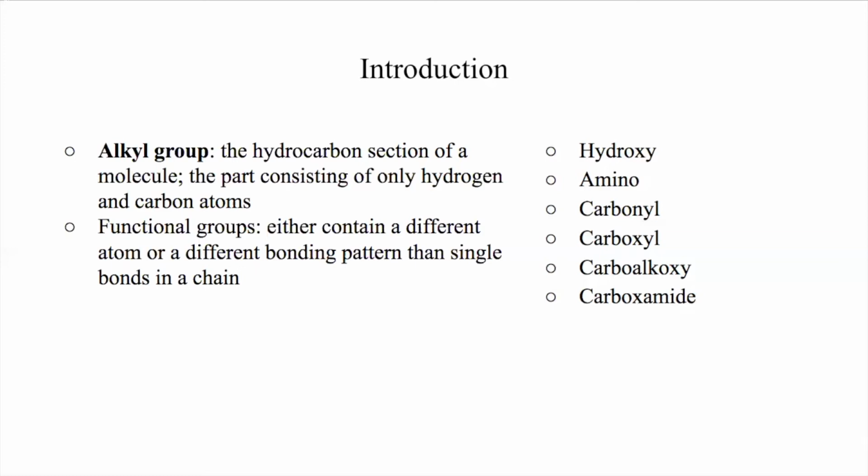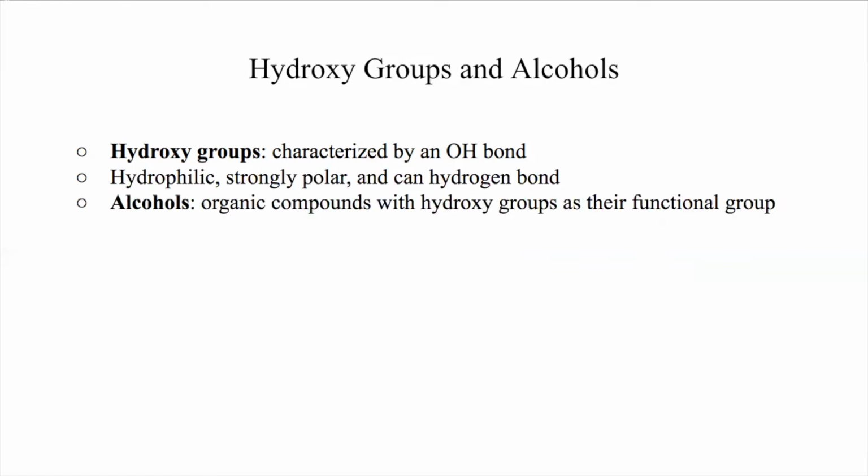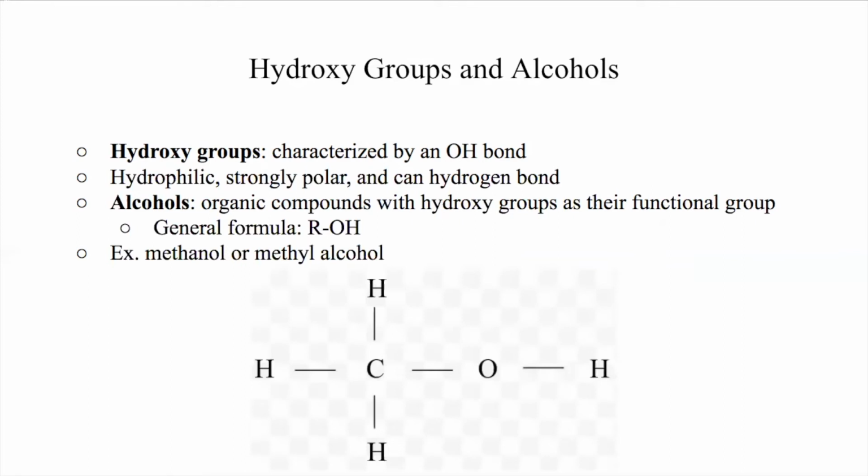First up is hydroxy groups, characterized by an OH bond. Hydroxy groups are hydrophilic, strongly polar, and can hydrogen bond. Organic compounds with hydroxy groups as their functional groups are classified as alcohols, with the general formula ROH, where R represents the rest of the molecule, assumed to be non-reactive or unimportant. An example of an alcohol is methanol, or methyl alcohol, often used as a solvent or as a fuel in car racing. Alcohols receive the suffix -ol.